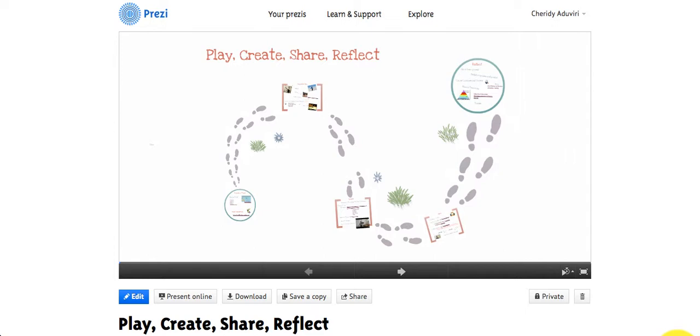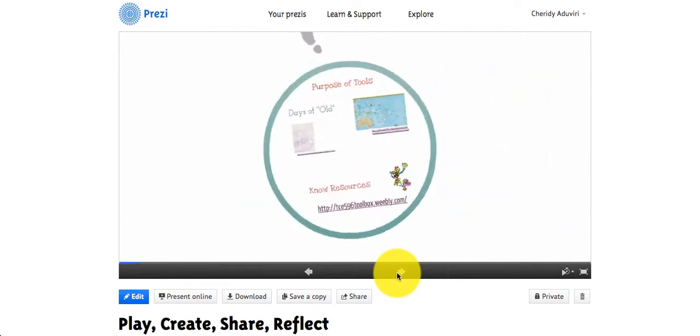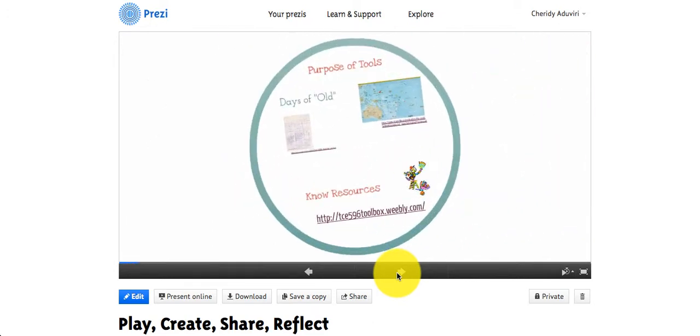Most of the students enrolled in the course were K through 12 teachers. There was one person who was going to be a university teacher. The framework was called Play, Create, Share, and Reflect, and it was created for the students, but what I realized as I was instructing the course was that I also used it as my own framework in facilitating the course. So here goes the presentation.